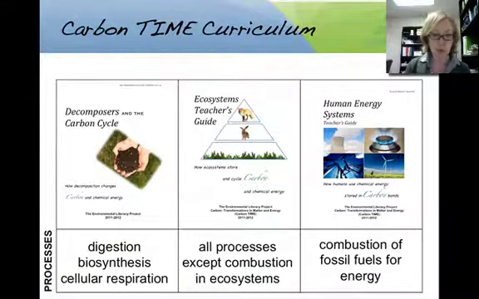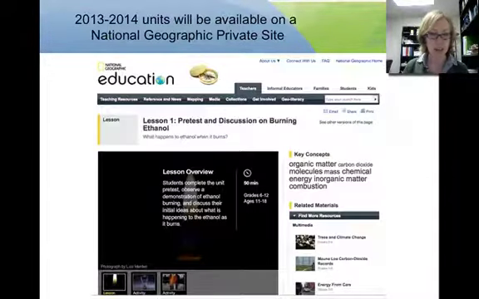So our summer workshop will primarily be focused on these units and familiarizing you with the curriculum, the resources and materials involved with them, and getting you prepared to teach. By August, you'll be able to access the first 4 Carbon Time curriculum units on the National Geographic Education website. And then shortly after that in the fall, the other 2 units, meaning Ecosystems and Human Energy Systems, will be available on the same website.